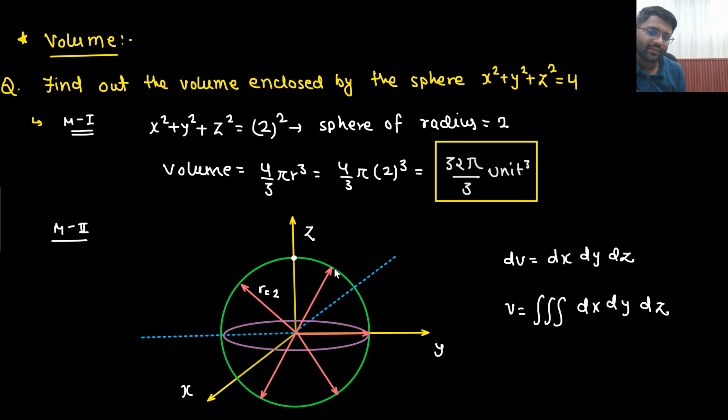Now what is this point? This point is x equals 0, y equals 0, and z equals 2. And what is this point downward? x equals 0, y equals 0, and z equals -2. So I need to put the limits now.